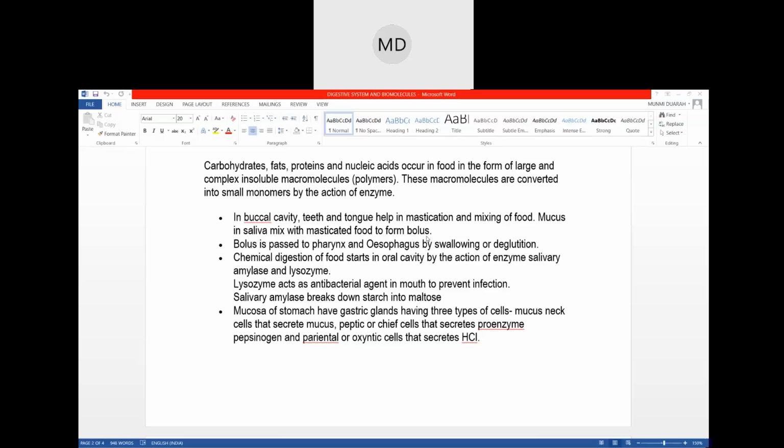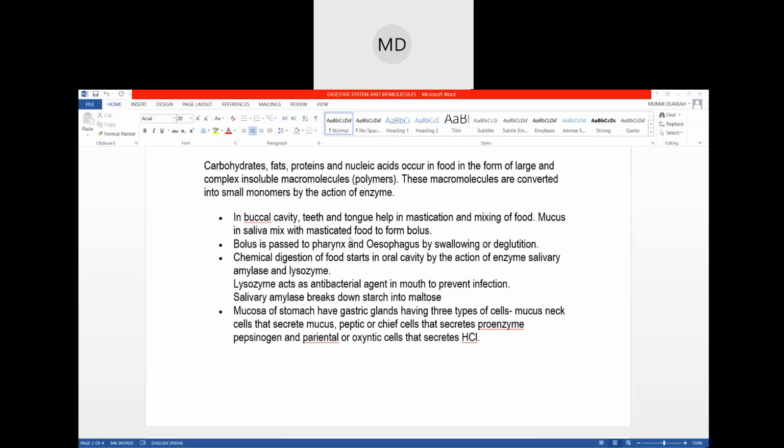Okay, this one, bolus. When the food is chewed and mixed with the saliva, it forms a bolus, and that bolus is passed to the pharynx and then the esophagus to the stomach. So initially the food is chewed in the mouth and mixed with the saliva, it forms a bolus, and that bolus flows from the mouth to the pharynx, then to the esophagus and then to the stomach.